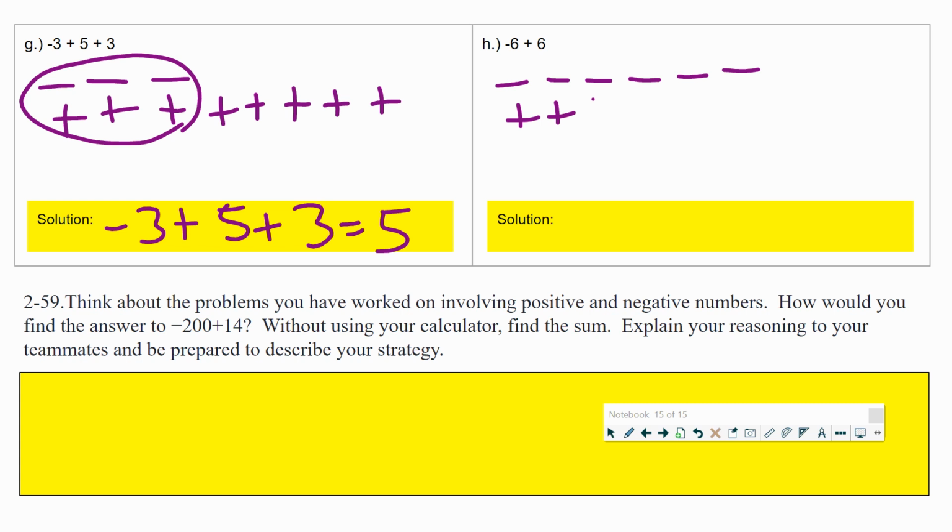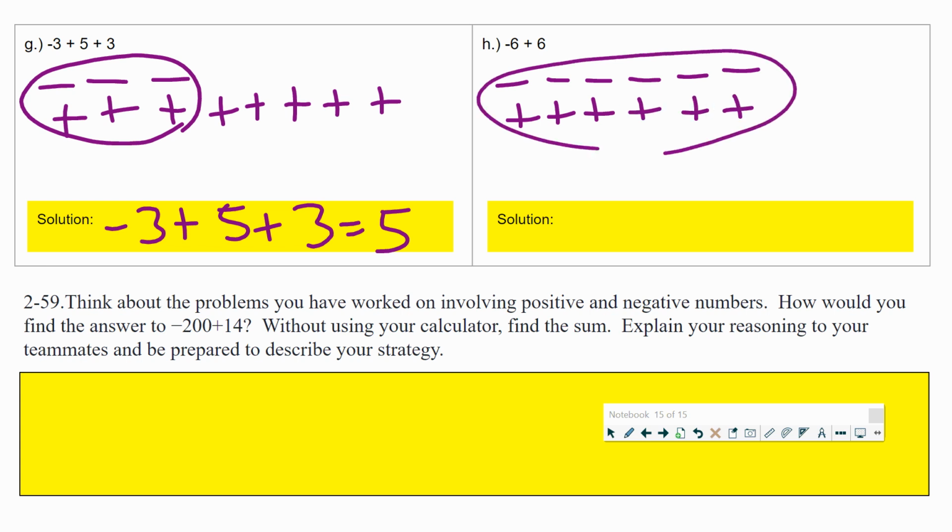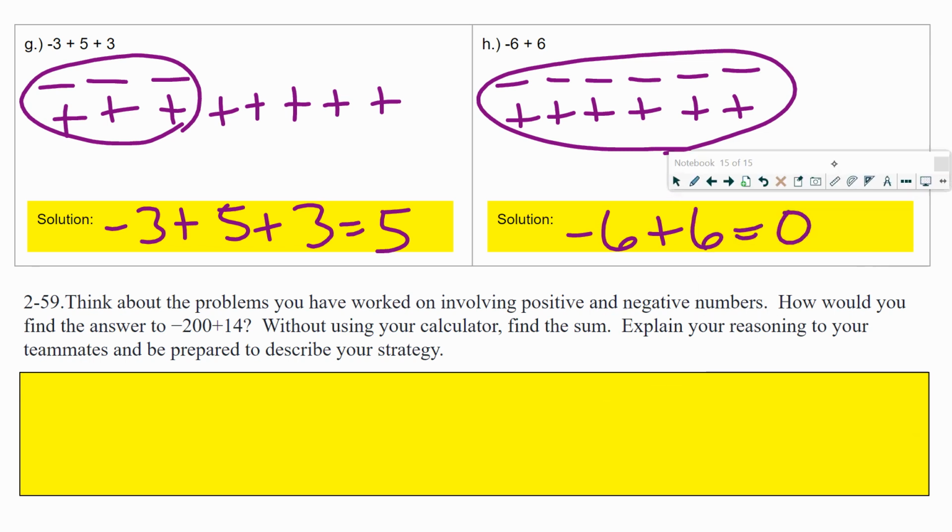6 positives. They all cancel each other out. So -6 plus 6 gives me 0. So then it says, think about the problems you have worked on involving positive and negative numbers. How would you find the answer to negative 200 plus 14? Without using your calculator, find the sum, explain your reasoning to your teammates, and be prepared to describe your strategy.